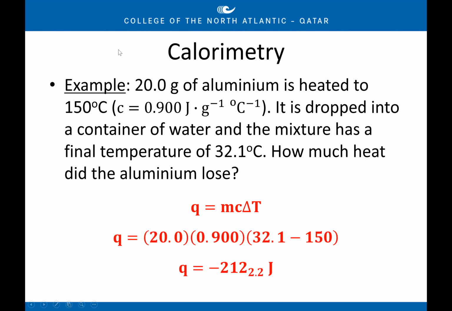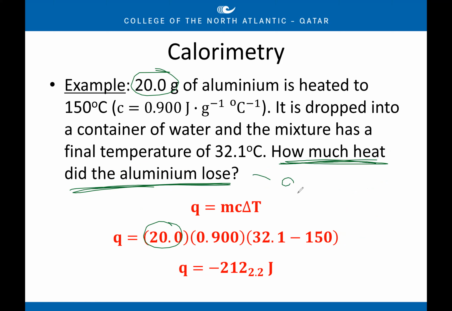How come in this example I only use the mass of aluminum? Now, obviously, there's not even a mass of water here, so I couldn't even add it if I wanted to. But the key here is the question is asking how much heat did the aluminum lose? So I'm looking for the heat of the aluminum, which means I'm going to use the mass of the aluminum. It doesn't say solution, it just says aluminum. And I'm going to use the heat capacity of aluminum. And then, of course, delta T stays the same.